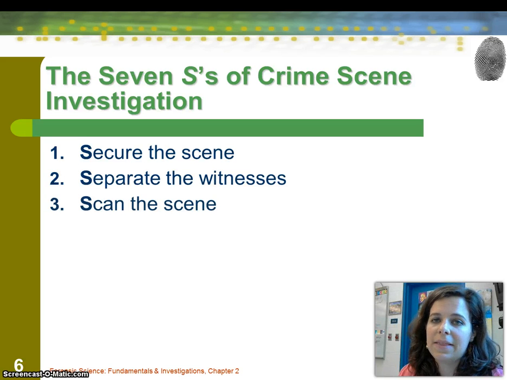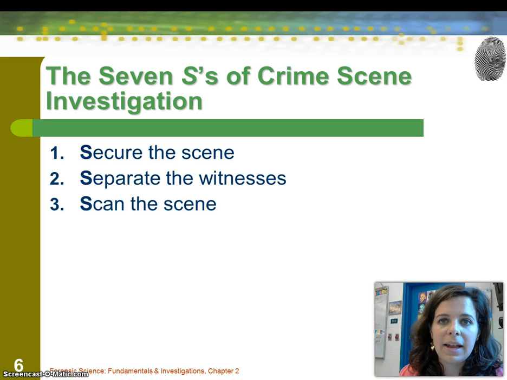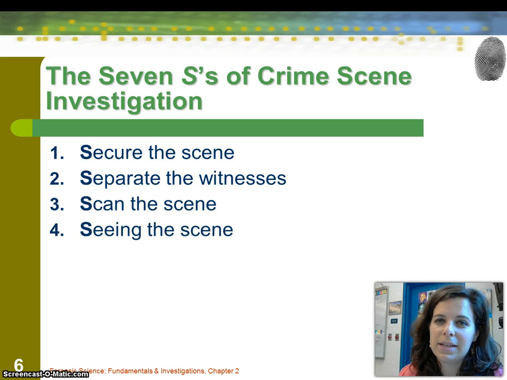Number 3 is scan the scene. You want to be looking at the scene for clues, for what is going on. You want to make sure that no one's there, which would be part of securing the scene, and just to get a general idea of what's going on and what has happened. Then you want to see the scene, and this is different than scanning the scene because you really want to look at the details. Scanning the scene, you're looking at the big picture, and seeing the scene, you're looking at the details within the crime scene.